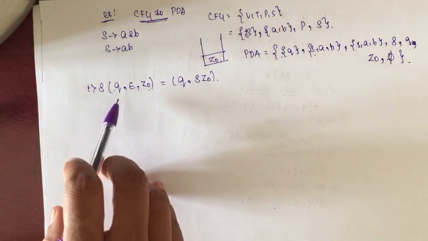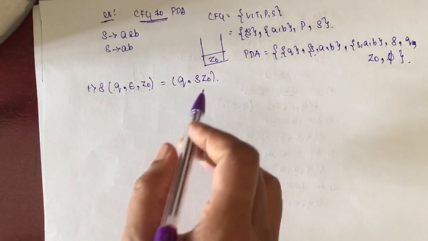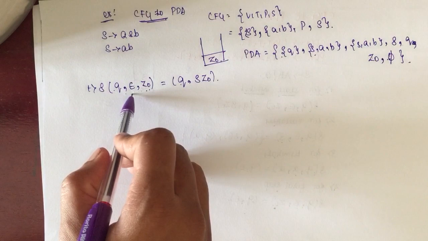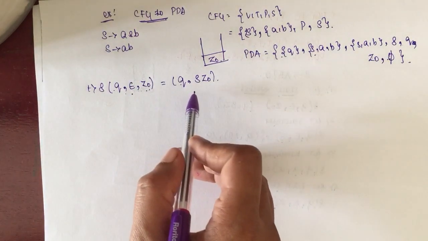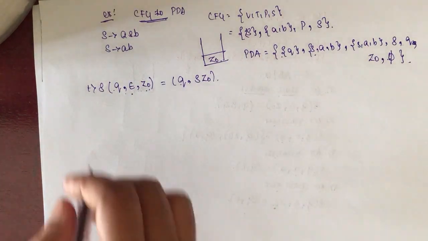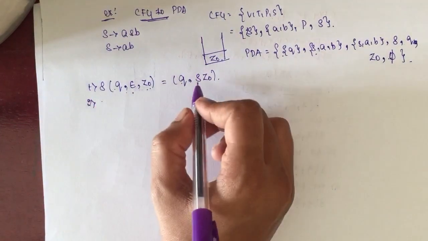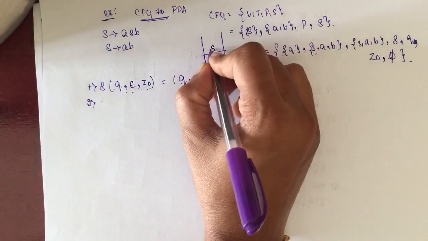So the first transition is about pushing the start symbol inside the stack. Initially the stack must be empty, and there must not be any input symbol to read. In that case only you will be able to push the start symbol inside the stack, right? And your second transition is about what? The variable.